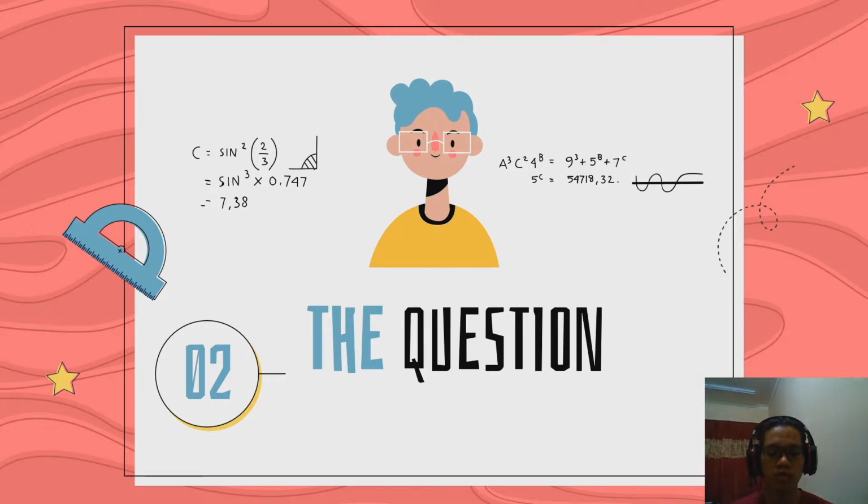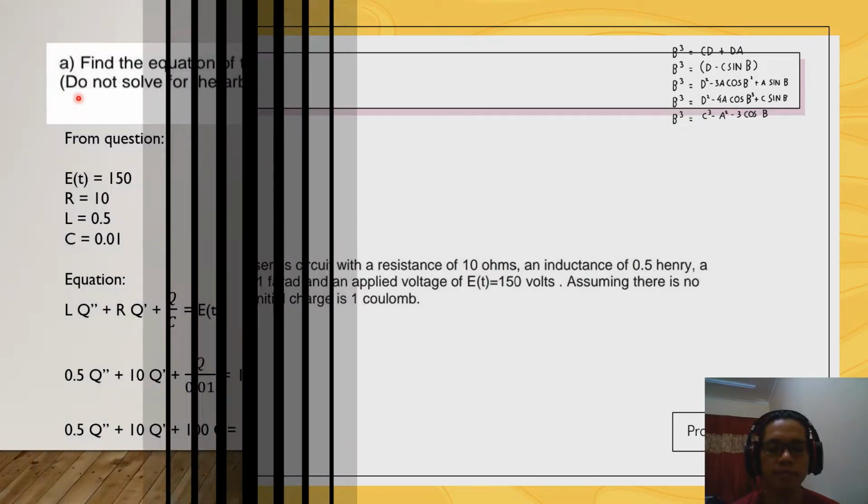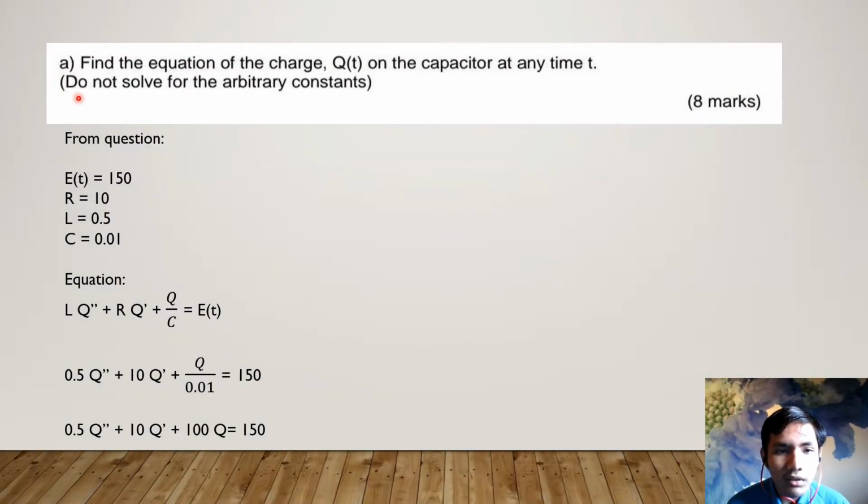Next, we will proceed to the assessment question. The question is: consider an RLC series circuit with a resistance of 10 ohms, an inductance of 0.5 henry, a capacitance of 0.01 farad, and an applied voltage of 150 volts, assuming there is no initial current and the initial charge is 1 coulomb. Now we will discuss question A.